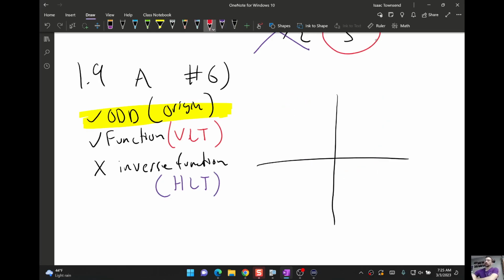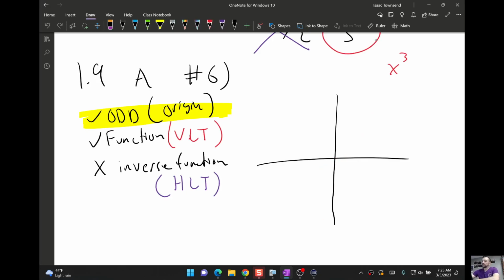So a close answer would be x cubed. X cubed is odd. It's symmetric to the origin. I can turn this upside down and it still looks the same. It is a function because it passes the vertical line test, but this one was not quite good enough because it also passed the horizontal line test, which means its inverse would be a function. And we're trying to find one that does not have an inverse function.